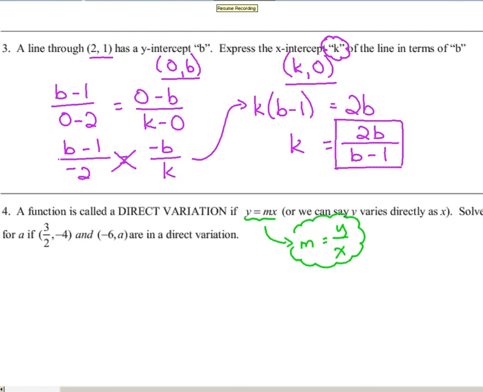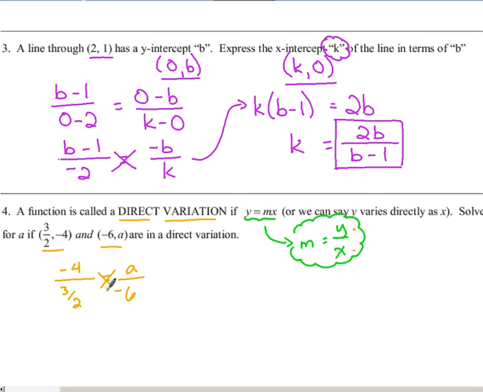All right, if these are in direct variation of each other, and we know that y varies directly as x, we've got 2 ordered pairs to consider in trying to solve for a. What we're going to do is take each ordered pair and set up this ratio, y to x. First ordered pair, I'm going to take negative 4 and put that over 3/2. I'm going to set that equal to, from the second ordered pair, y, which is a that I'm looking for, over the x value, which is negative 6. That's all this means.